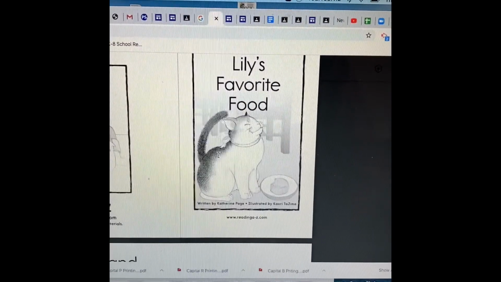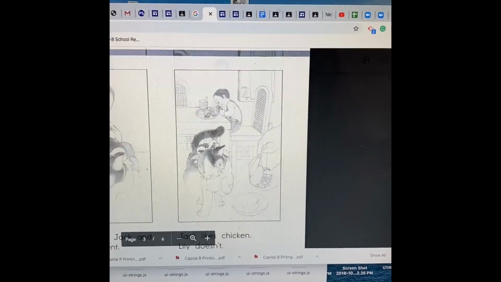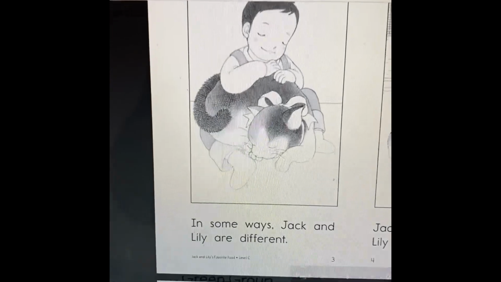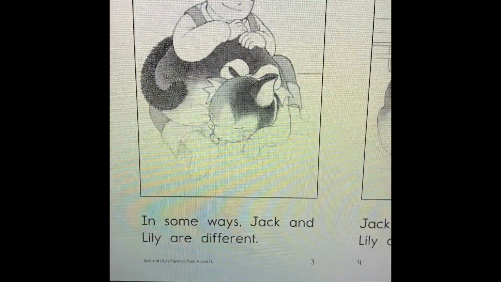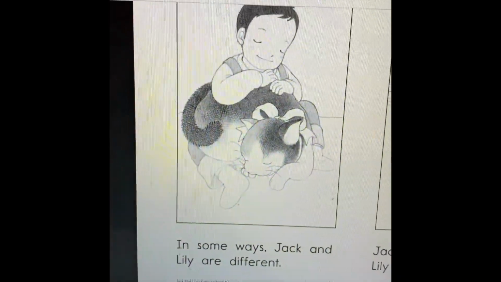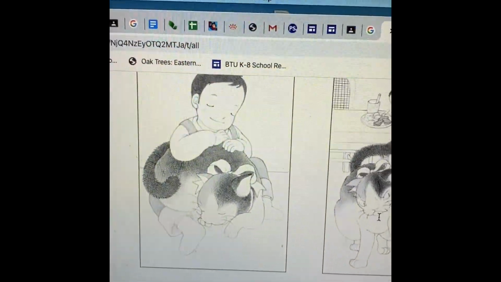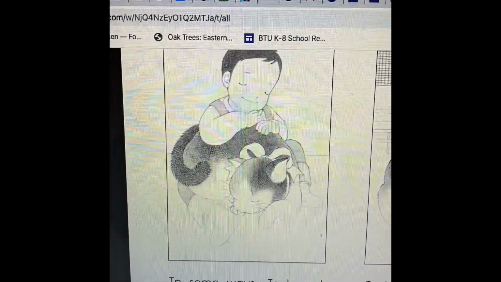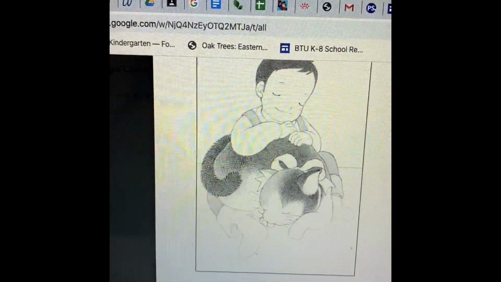But before we do that, I want to show you some of the words in this book that I think might be a little tricky. Turn to page 3. Find the word some on page 3. Yeah. In some ways, Jack and Lily are different. Find the word different. Yep. There it is at the bottom. Different.